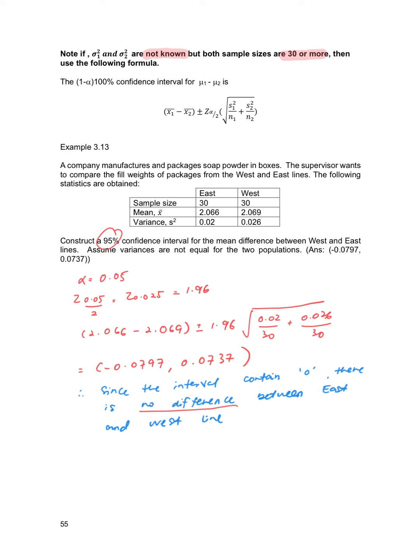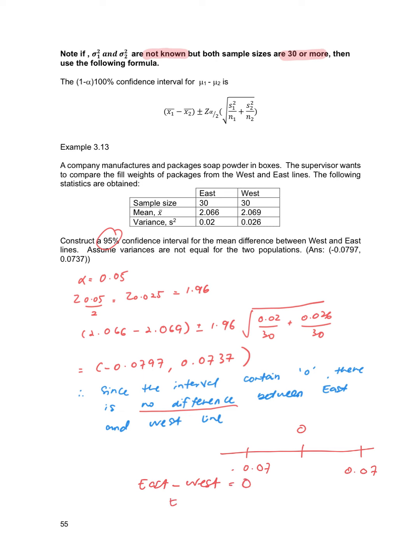Okay, kalau awak tengok kat sini, tengok value interval kita negatif 0.0797, 0.0737. Okay, maksudnya kalau buat garis nombor, kita dapat negatif 0.0797 kat sini, 0.0737. Kat tengah-tengah dia ada value kosong, betul tak? Dia lalu kosong. So maksudnya bila kita tolakkan east dengan west, kita dapat dia punya mean difference dia adalah kosong. Maksudnya tak ada beza. East tolak west, kita dapat value dia kosong, difference dia kosong.